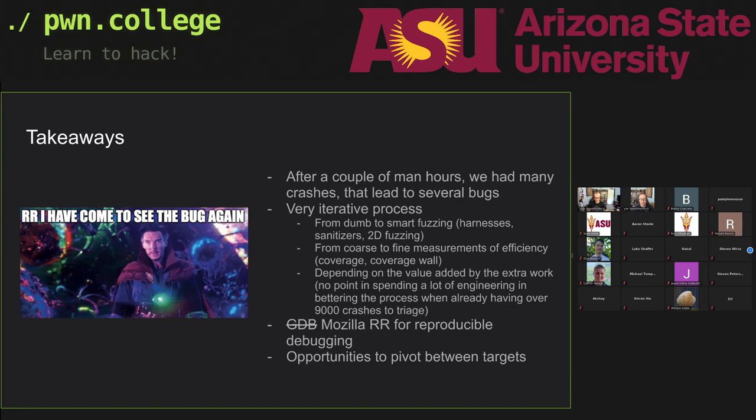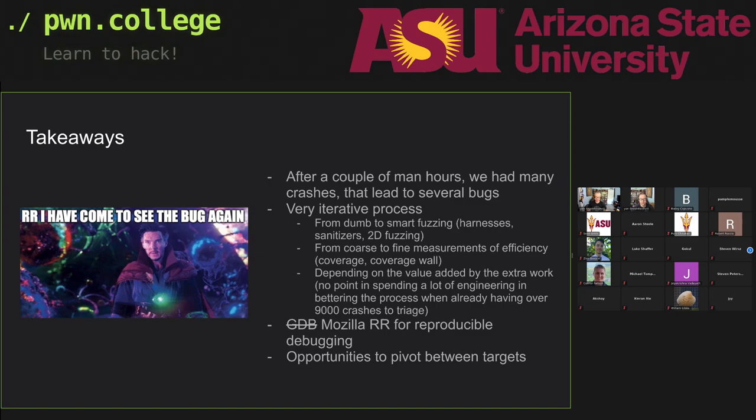One more important takeaway was deciding how to proceed based on the value that would be added by doing certain work. Like Professor Jan said in the intro to this class, many groups focused on fuzzing new bugs instead of exploiting them. We were prime culprits of that, to say the least. There isn't really any point in spending a lot of engineering on bettering the process of fuzzing if you already have over 9,000 crashes.